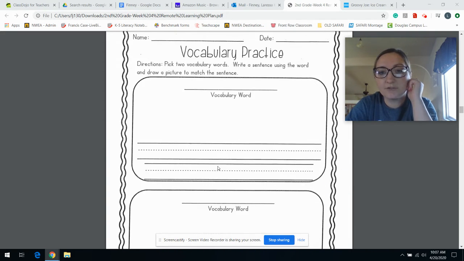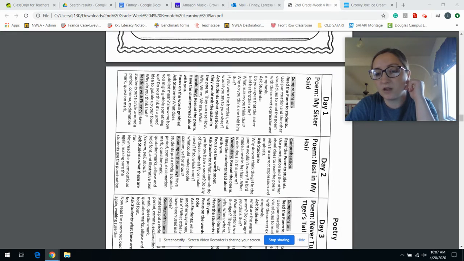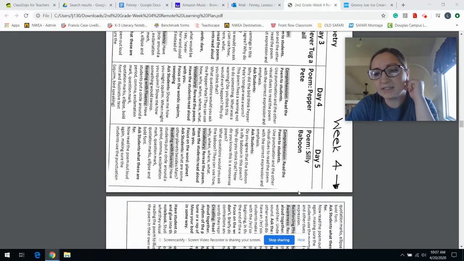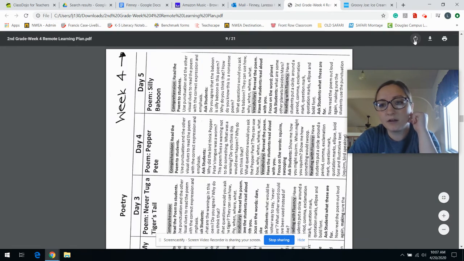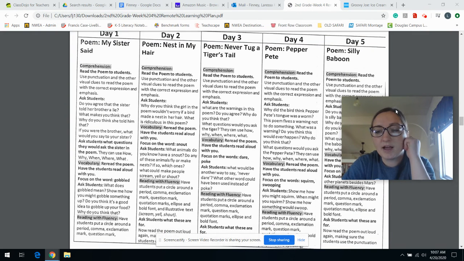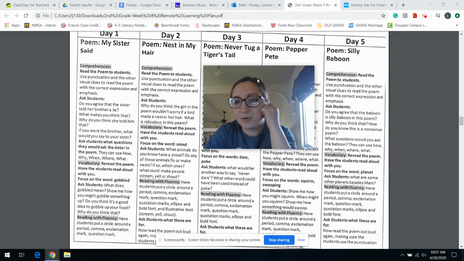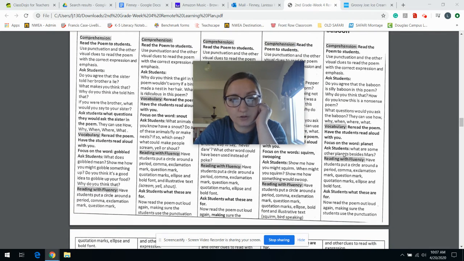Alrighty, so then after our vocabulary practice, we're on to our poetry, and you've been working on those all week. When you get to day 5, we are working on the Silly Baboon. You're going to read the poem, The Silly Baboon, and then you should have some comprehension questions that you can ask and answer. Do you agree that the baboon is a silly baboon in the poem, and so forth? So you can go ahead and answer those questions.